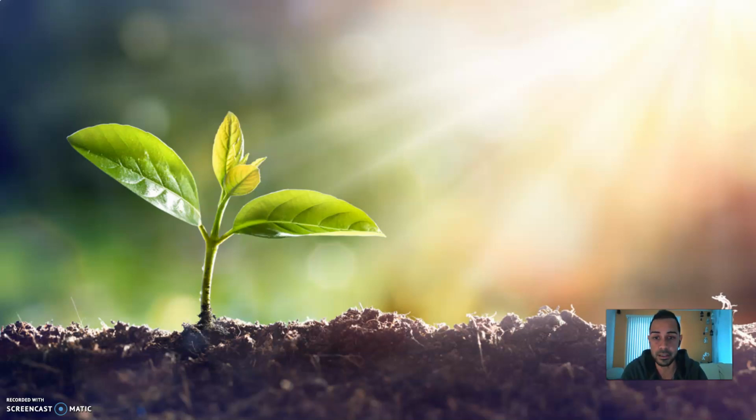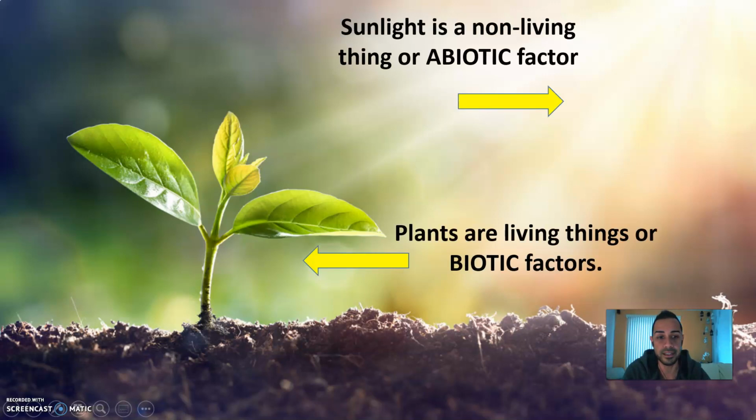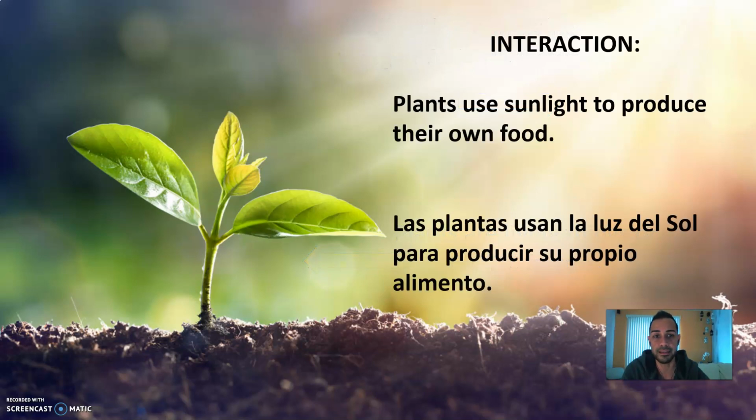So in this case, the plant is a living thing or biotic factor, and the sunlight is a non-living thing or abiotic factor. In which way do they interact? So plants use sunlight to produce their own food.